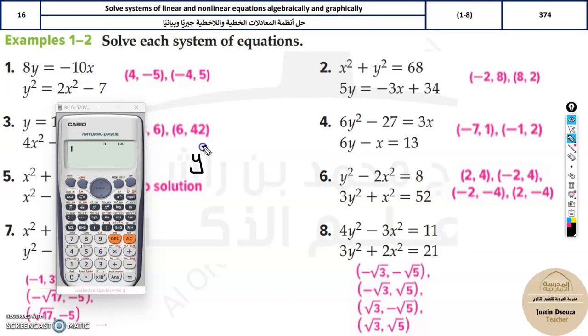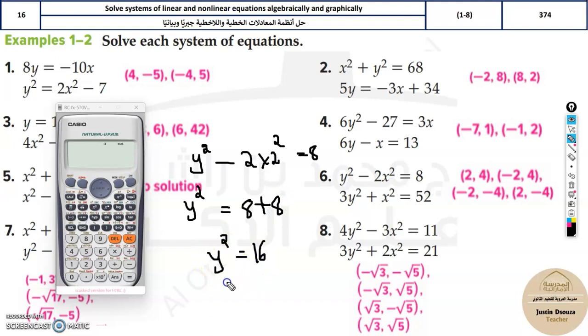Y squared will remain, minus 2 into 2 squared, that must be equal to 8. So let us solve for y squared. Y squared will be equal to 8 minus 2 squared, which is 4, 4 times 2 is 8. But this goes to the other side, so it'll be plus 8. Y squared equals 8 plus 8, which is 16. Y is equal to plus or minus 4. See, when we put the option of 2, we get either 4 or minus 4. Yes, this checks out good. Now, it's not over.